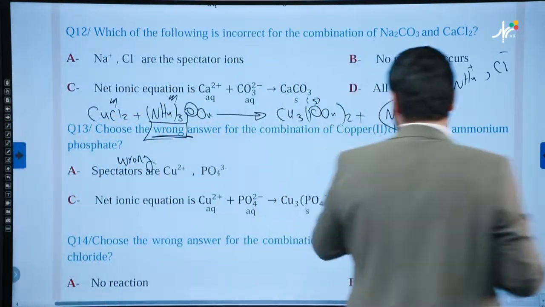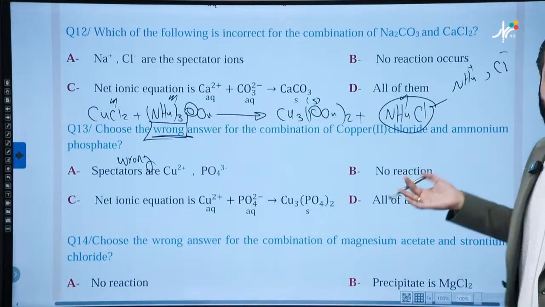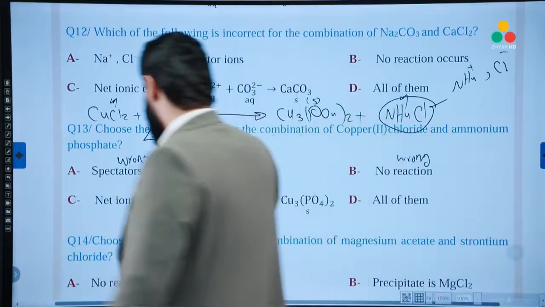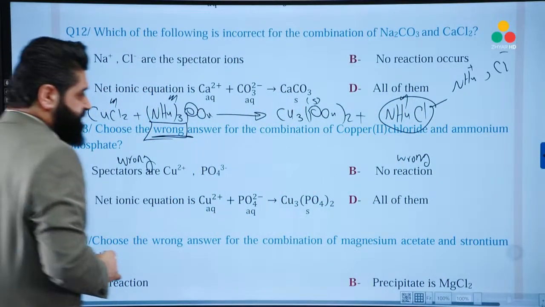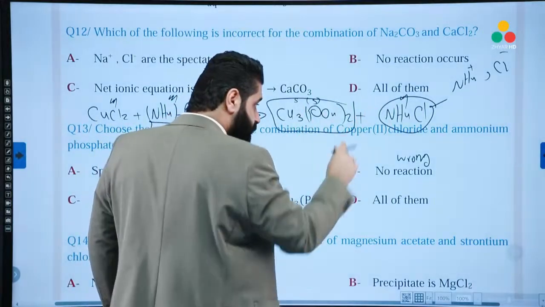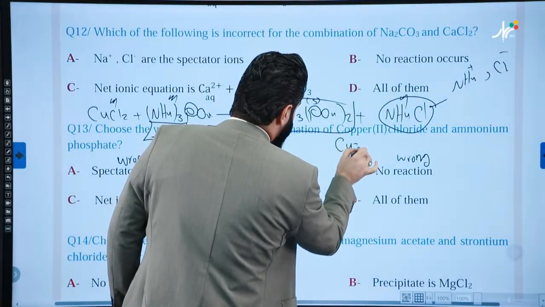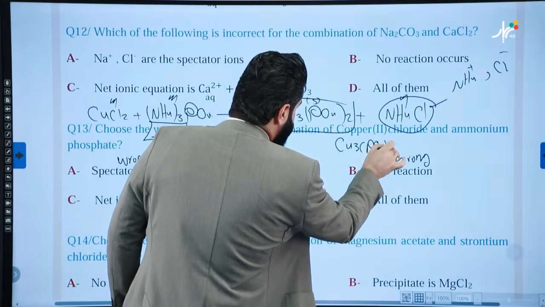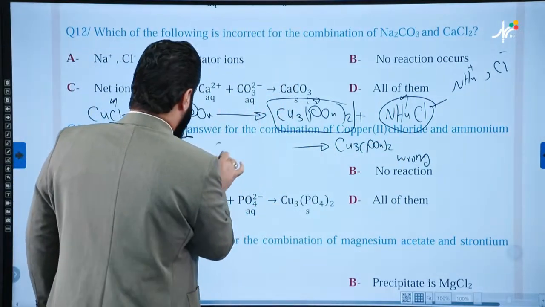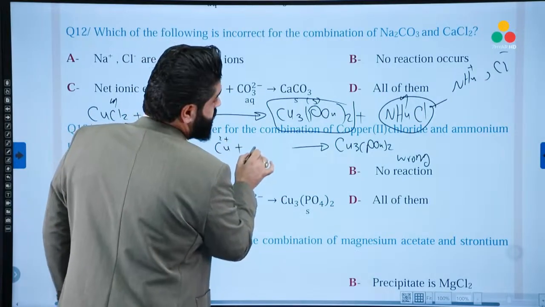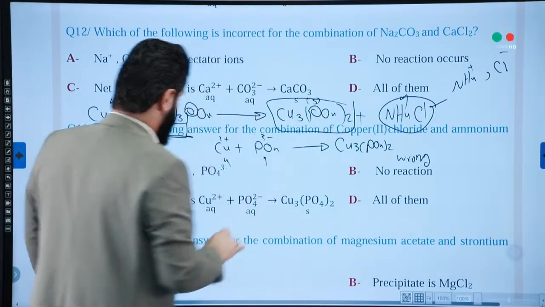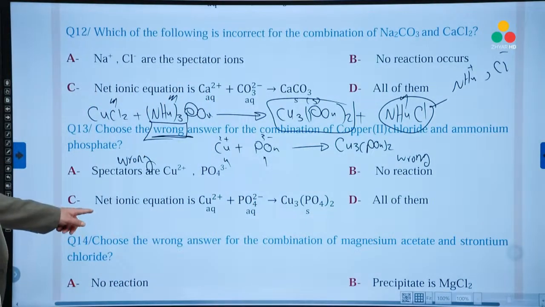How about this? No reaction, it means no precipitation. No, there's a precipitation. So this is wrong also. Net ionic equation is this. Let's have the net ionic equation for this solid compound. Bring the solid to the product side. Cu3(PO4)2 to form, or that is produced from its ions, Cu plus 2 plus PO4 negative 3, AQ. It looks like the correct answer.